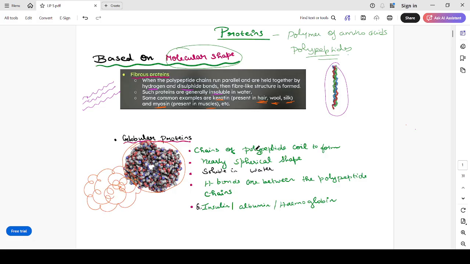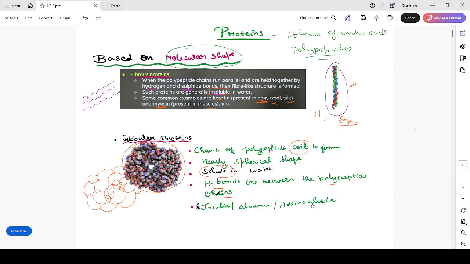It is globular protein. Chains of polypeptide coil themselves, it is not like this, to form a nearly spherical shape. This is soluble in water, just the opposite of fibrous. Here hydrogen bonds are present between the polypeptide chains. In fibrous proteins, hydrogen as well as disulfide bonds are there. Here only hydrogen bonds are there.